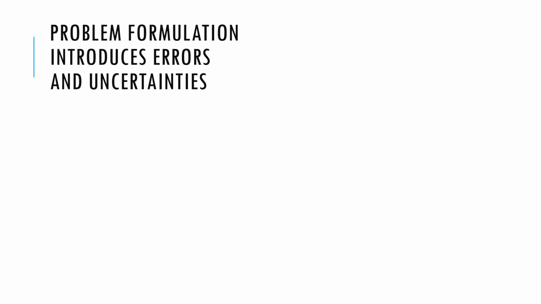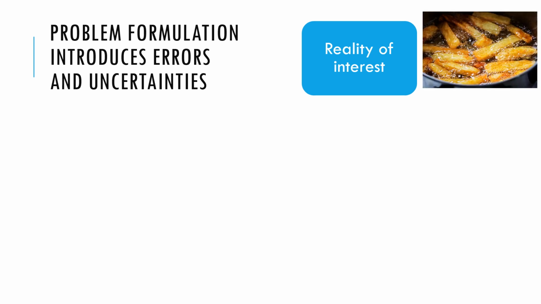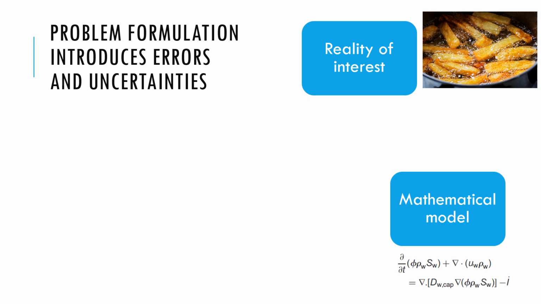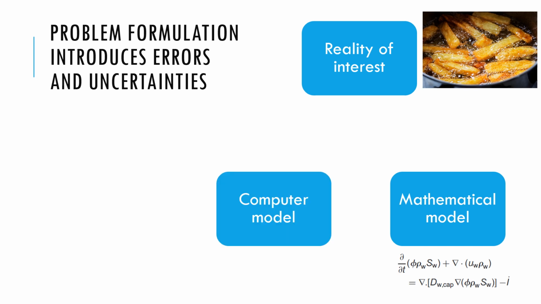Restating previous slides, in modeling, we take a real physical process like frying and replace that with its mathematical equivalent, which are a number of equations, and then those equations are programmed in a computer to be solved. That is our computer model. And problem formulation refers to the replacement of the real physical process with its mathematical equivalent.